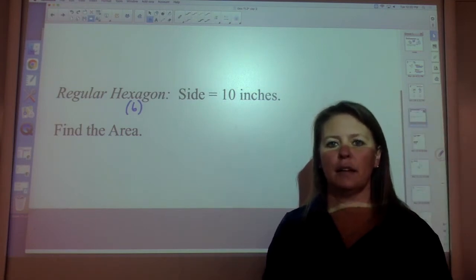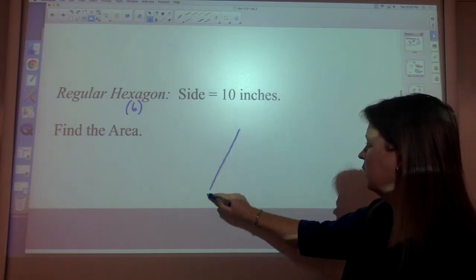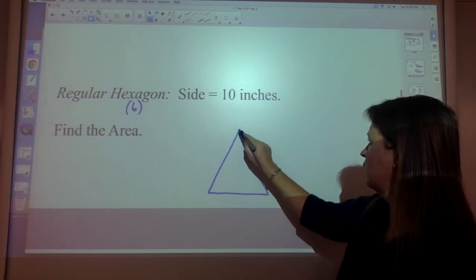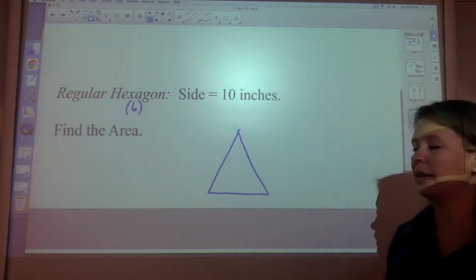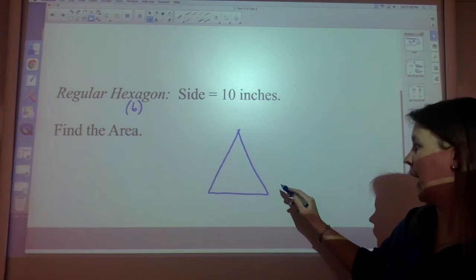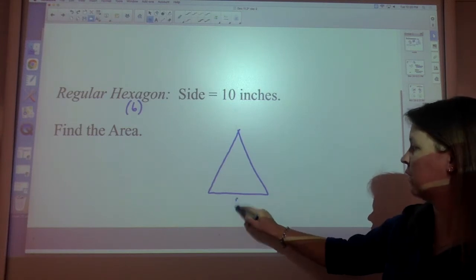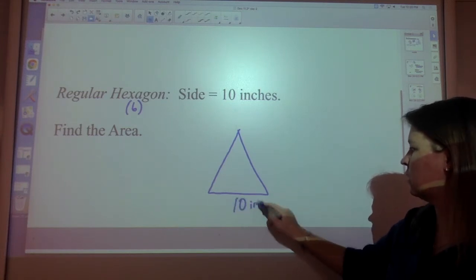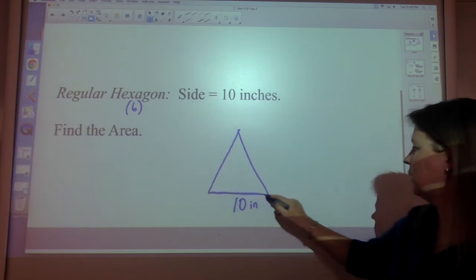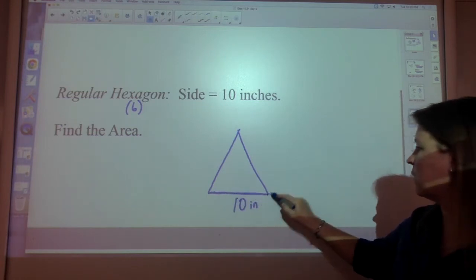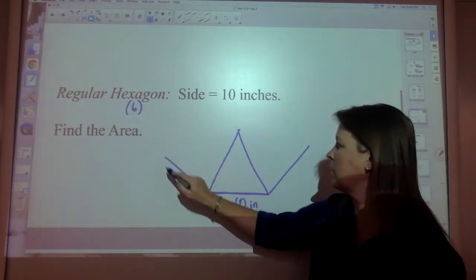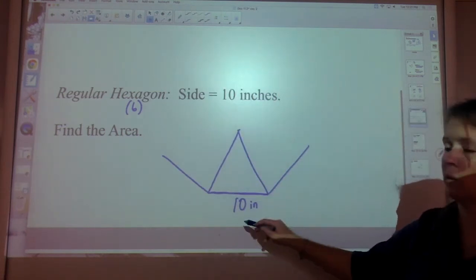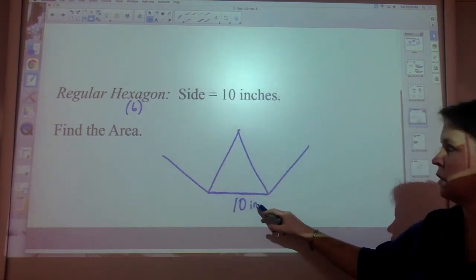Don't draw a hexagon. Draw a triangle. We know that the sides of the hexagon are 10 inches. That's the side of the hexagon. How do I know? Because I'm not drawing the whole hexagon, but if I was going to, I'd keep going all the way around. So there's my 10 inches.